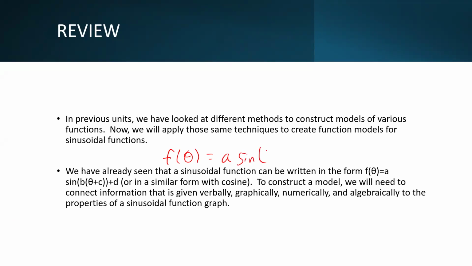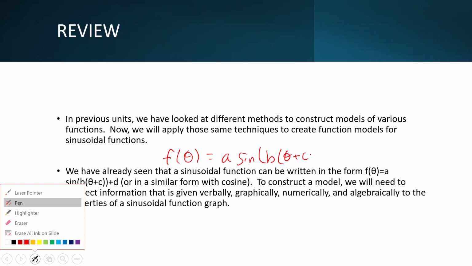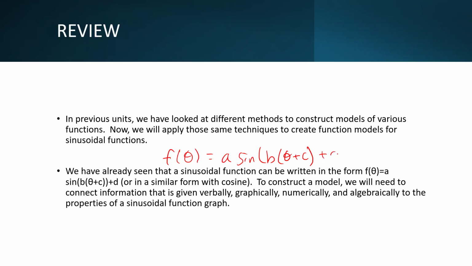Sine. Your B has to be factored out. So your B, and B represents our what? It's part of the period. Theta plus C, and C is our what? It's like the translation. It's our phase shift, our horizontal translation, plus D, and D represents our what? Our midline. D represents our midline. Okay, so everything has a place, a responsibility, correct?